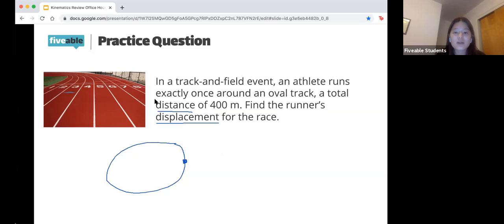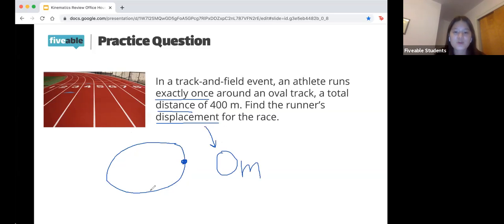So exactly once, right? Pretend you're the runner, you're running. Where do you end up? You go back to your starting position, which means the initial position and the final position are the same. So even though the runner ran 400 meters, all around the oval, the displacement is 0, which is kind of cool. So that is the displacement.